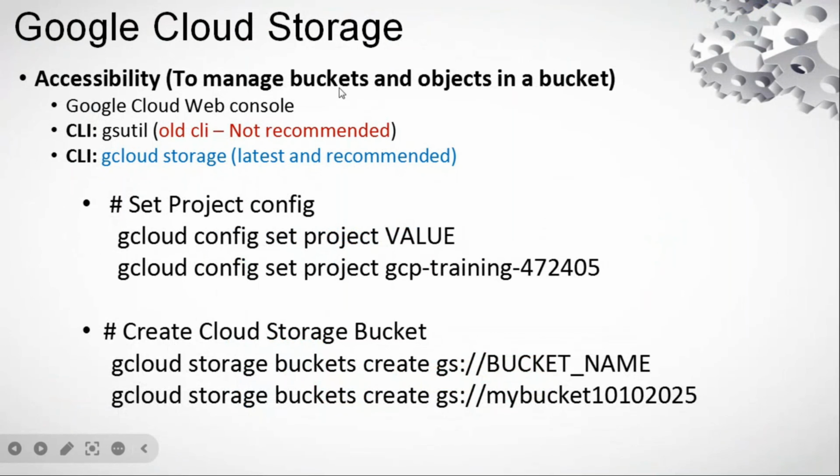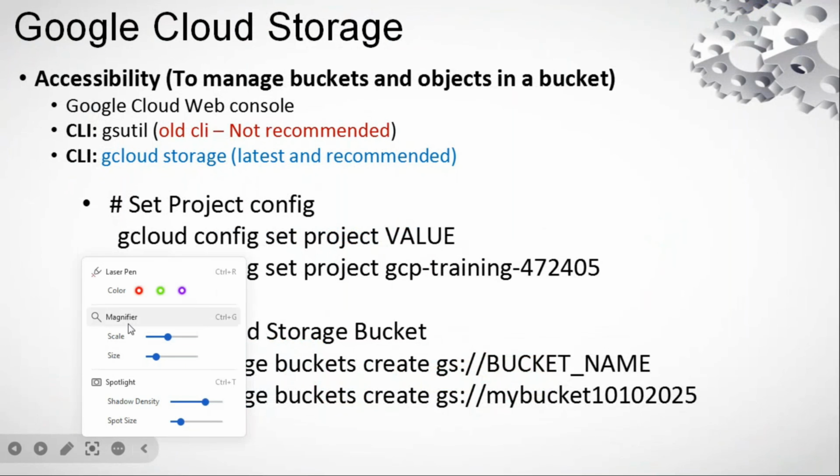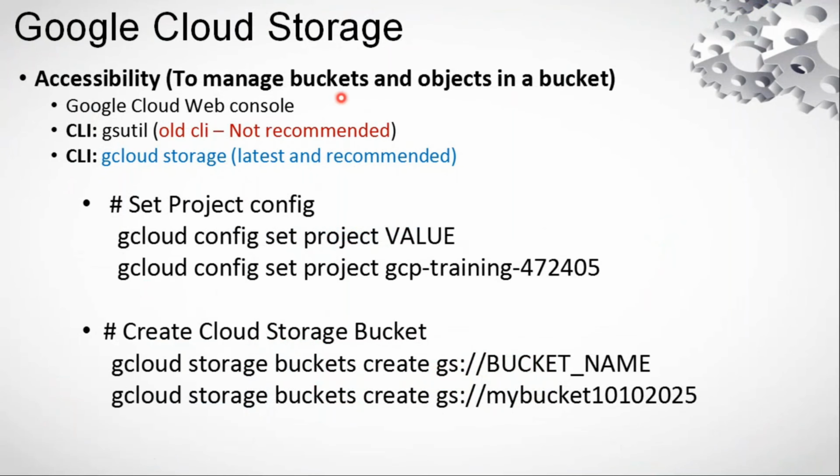To manage buckets and objects in a bucket, we have two options. Either you can create buckets using the Google Cloud Web Console, which I have shown just before this slide. That is one way of creating buckets and uploading objects. The other way is we can use Google Cloud CLI commands.